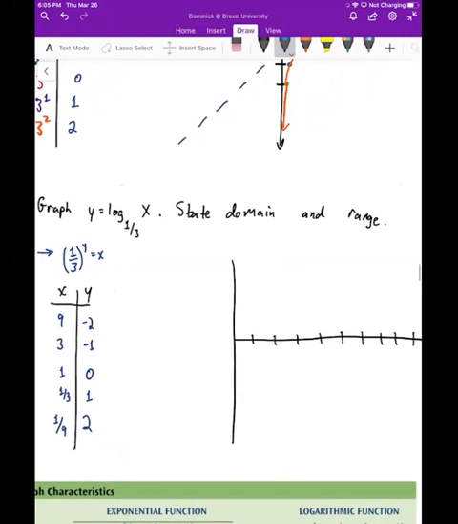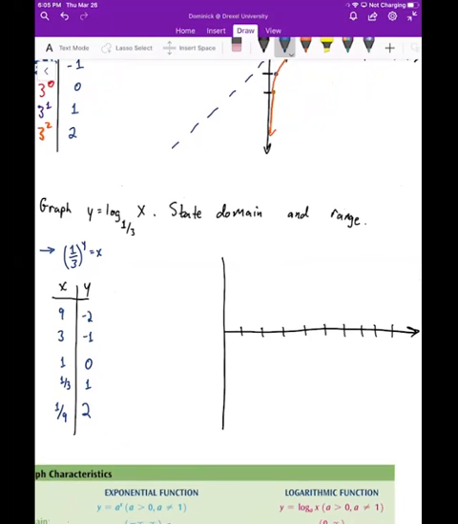All right, so what's this look like on the graph? Well, at a height of -2, we have an x value of 9. At a height of -1, we have an x value of 3. When we have x equals 1, we have a height of 0. When x is 1/3, we have a height of 1, so something like that. And when x is 1/9, we have a height of 2. So when we connect this, we're going to get something like this.